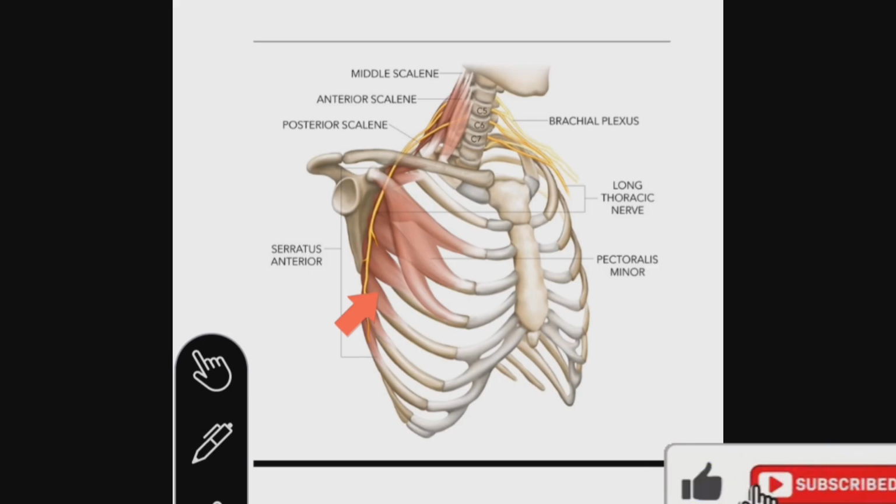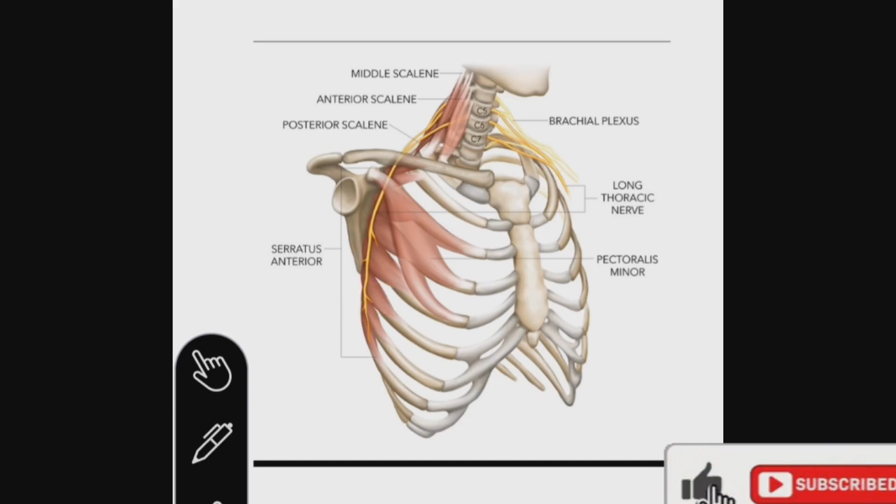The clinical correlate is in the case of long thoracic injury. Long thoracic injury causes winged scapula. Don't forget that. Long thoracic nerve injury causes winged scapula, and it results in difficulty raising the arm above 90 degrees because the serratus anterior helps in that function.